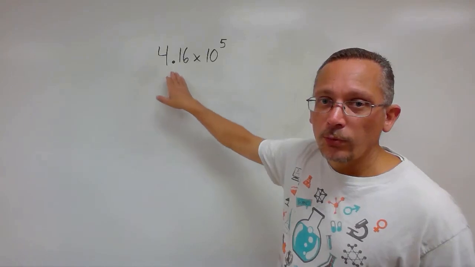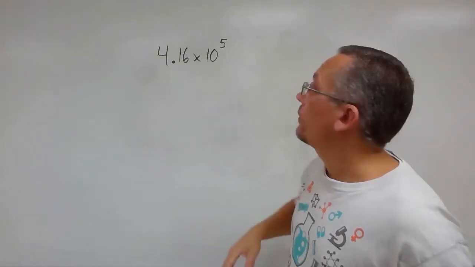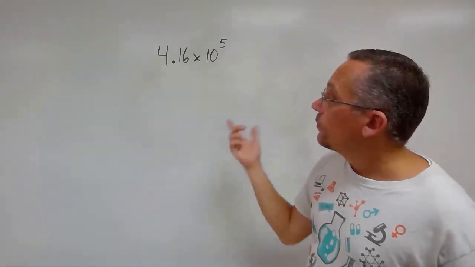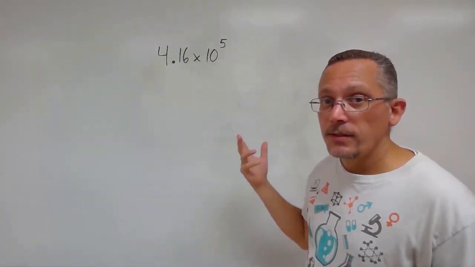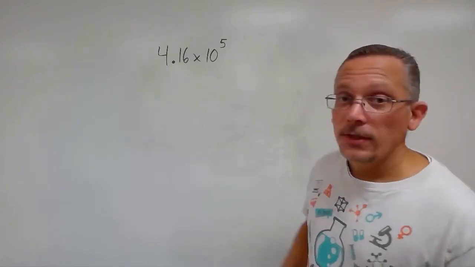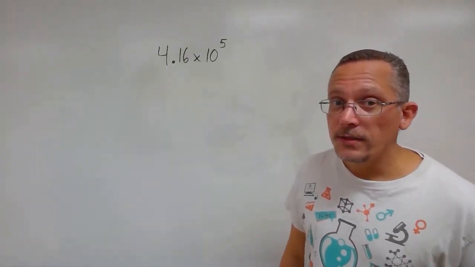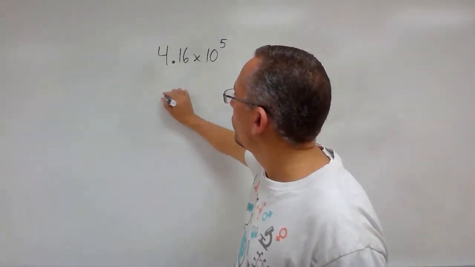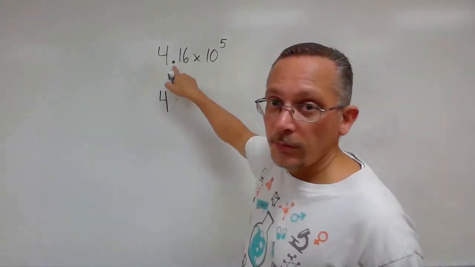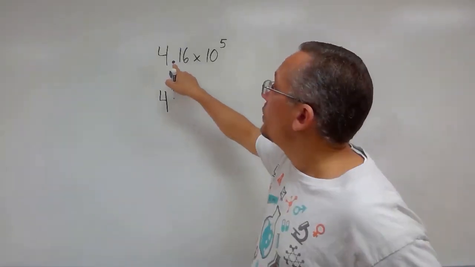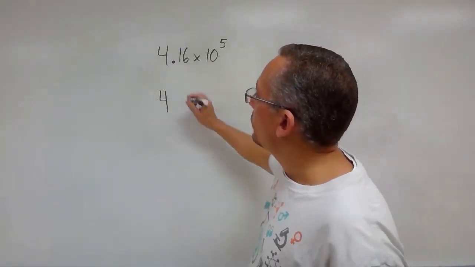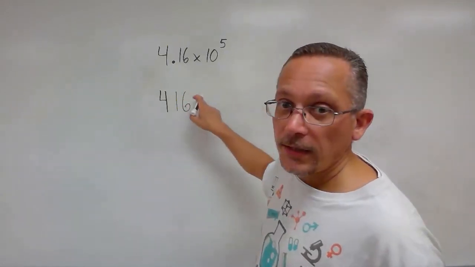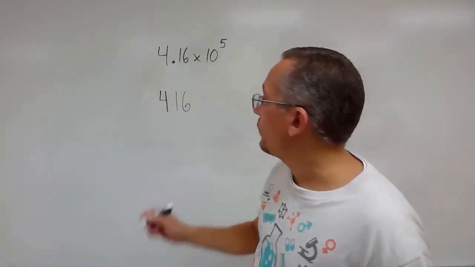So here I have the number 4.16 times 10 to the 5th. Okay. Well, what that 5 tells me is that we moved our decimal point 5 places to the left. So to take it out, I want to move it 5 places to the right. So I have 4, and then the point is going to move to the right. So it's going to move 5 places now. So it's going to move 1, 2, 3, 4, 5. And these empty places, I'm going to put zeros to fill the places.